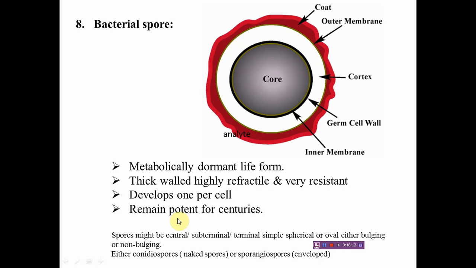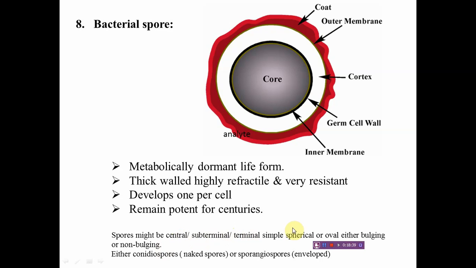The spores are mainly classified based on their position within the cell. There are central spores, subterminal spores and terminal spores. Terminal spores are present at one end of the bacterial cell. Central spores are present at the center of the bacterial cell. And subterminal is somewhere in between the center and the terminal end of the bacteria.